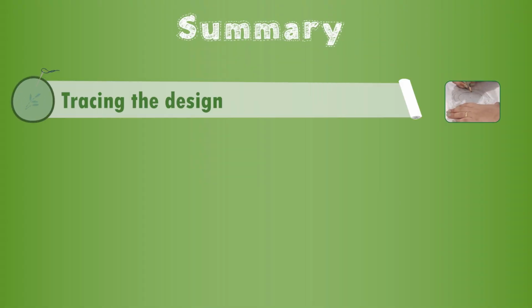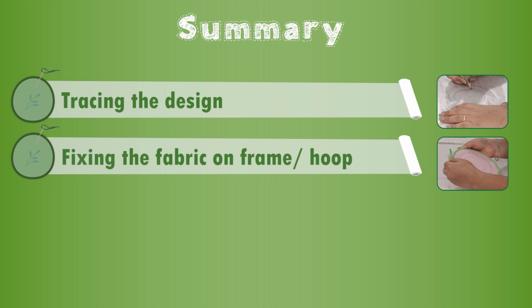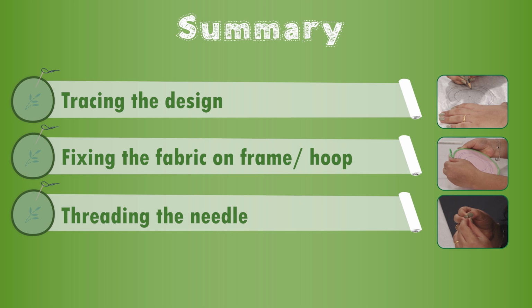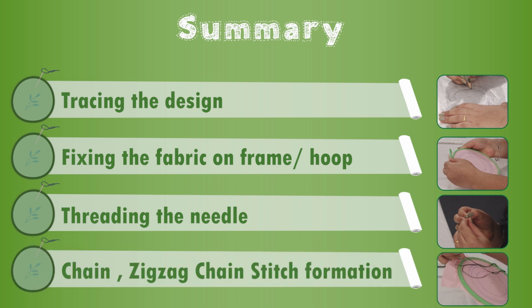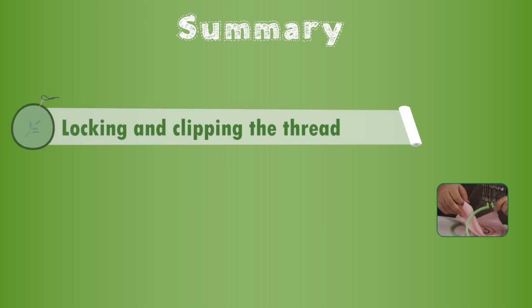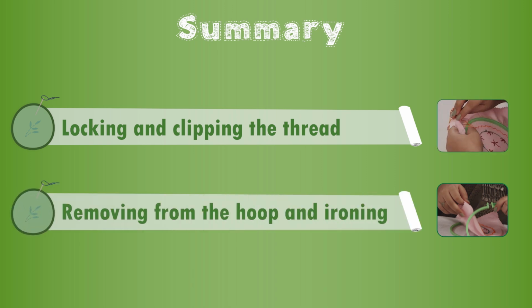Let us now summarize the steps for doing chain and zigzag chain stitch. The first step is tracing the design. The next step is fixing the fabric on the frame or the hoop. The third step is threading the needle. The fourth step is making chain or zigzag chain stitches. The fifth step is locking and clipping the thread. Sixth step is removing the fabric from the hoop and ironing it.